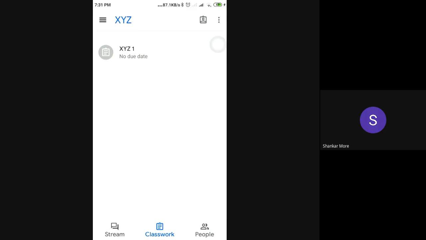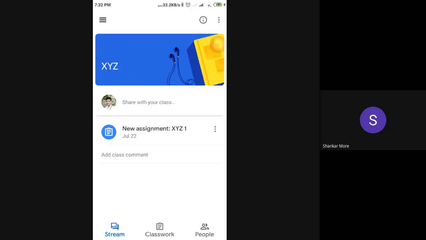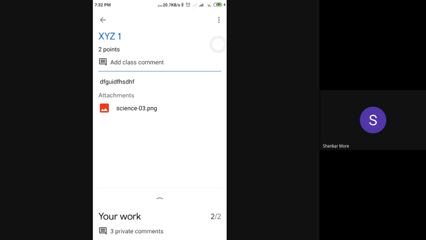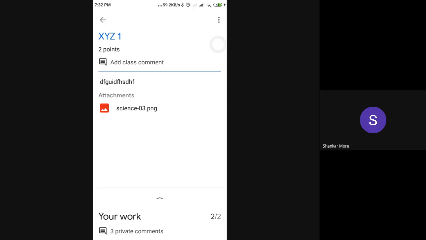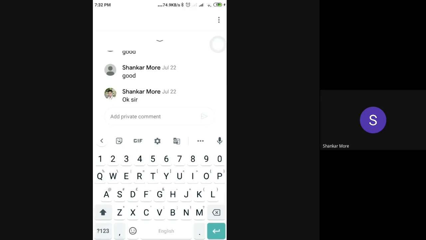So this is my Google Classroom app. Here you will see your classrooms that you have joined. There will be 5 classrooms, one for each subject. Then you will enter into this classroom, and in this tab in the middle, you will find your assignments, whatever assignments I assign to you. You will click on the assignment, read the questions, and see whatever images I have attached to the questions. Then from here you will attach or add attachments, and you will add private comments also.